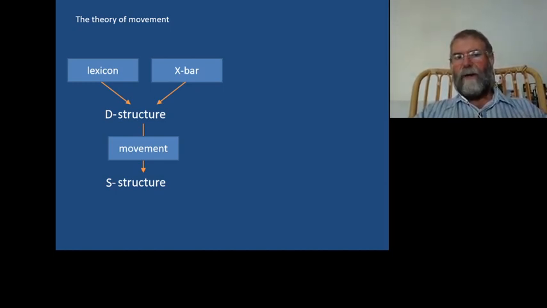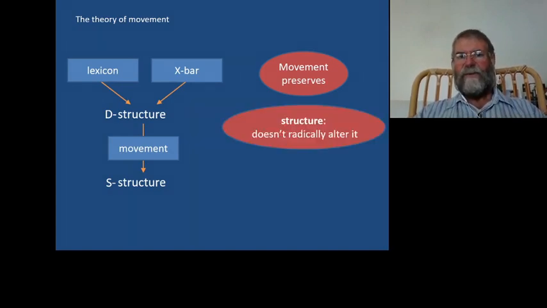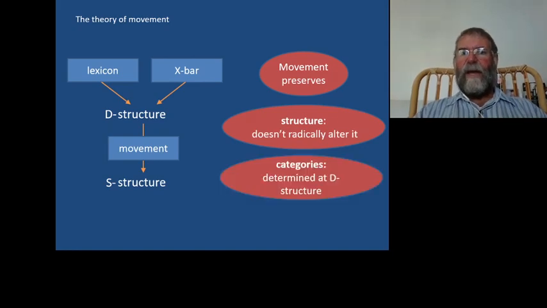Movement comes along, and we've noticed that movements are short and they don't change things radically. In other words, S structures also are going to conform to X-bar theory because the movements that happen are not allowed to change that. Movement, we say, is a preserving process. Movement preserves two things. First of all, it preserves the structure. Furthermore, it doesn't change lexical properties. So a movement doesn't change, for example, the category of an element.